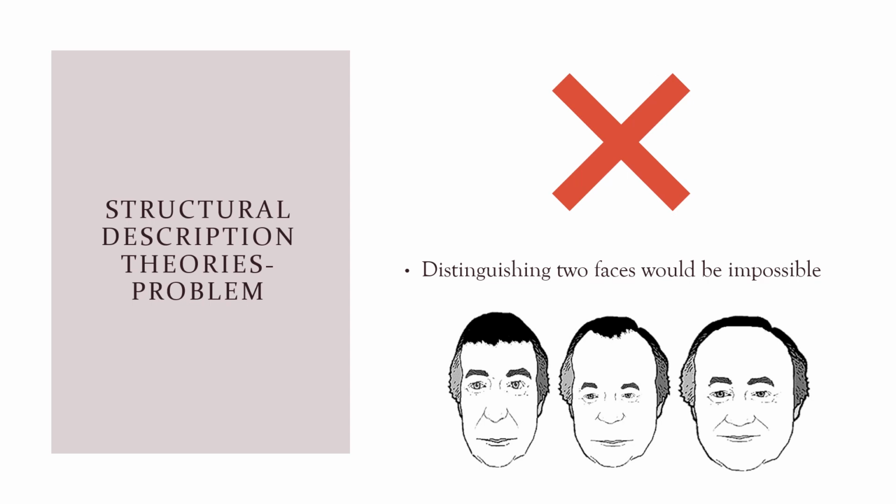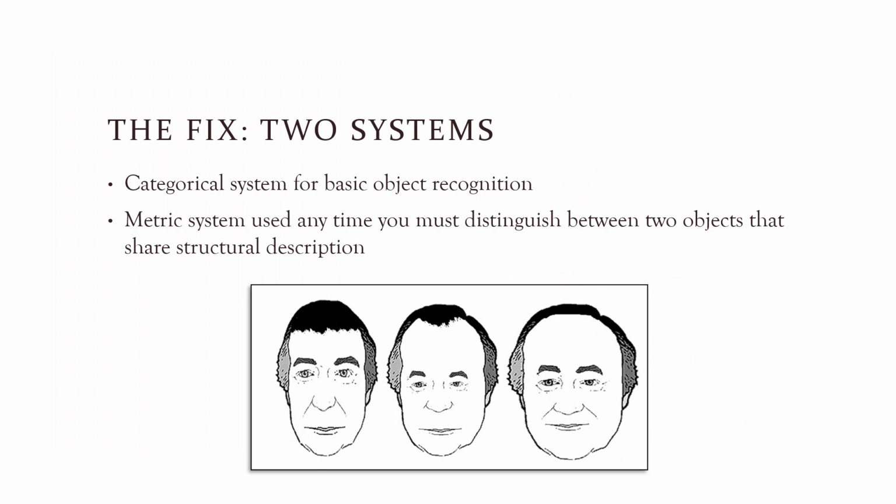So structural description theories are really good for like kind of basic categorizing of objects. It's good for saying that's a coffee mug. It's good for me saying all of you have human faces. But it's not good when you want to do those more precise distinctions between things within a category. So if I want to tell the difference between my coffee mug and your coffee mug, my face and your face, then I need to switch to a separate system. So structural description theories cannot handle all types of recognition.